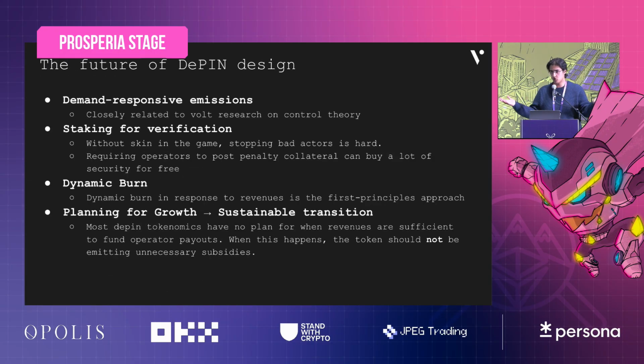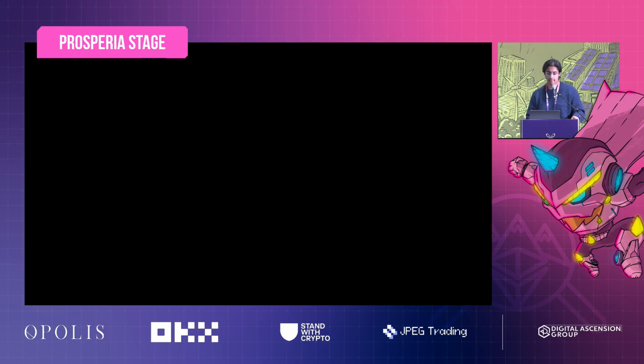So what is the future of DePIN design? How do we fix these issues? I think demand responsive emissions is the answer. BME, which is burn and mint equilibrium, kind of hints towards this, but there's still constant inflation for no reason. Having something related to demand and related to revenues for emissions is the smart way to do this and the only sustainable way to do this.